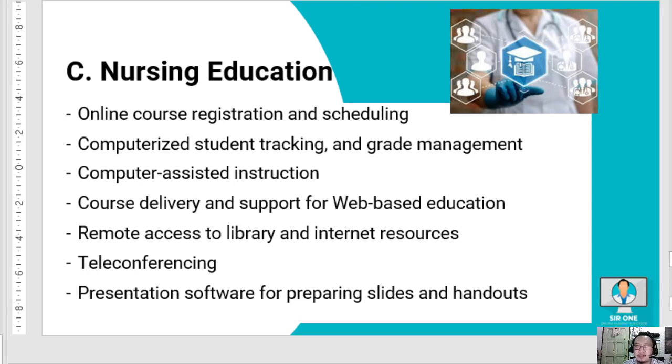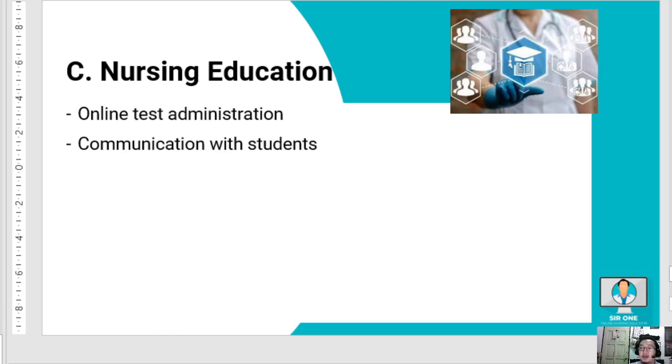Everything is digital through the internet and the software, and we can teach courses via the internet. We can communicate with you via chat, via email. And of course, live classroom, just like what I've said, via the computer and the different streaming applications. Then online test administration, and of course, communication with students is possible.